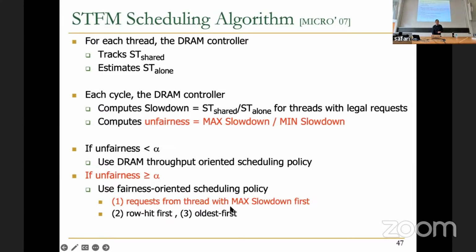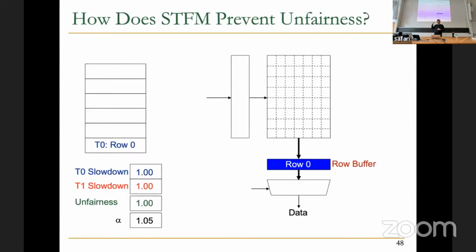If unfairness is intolerable, the memory controller switches to a simple fairness-oriented scheduling policy where it prioritizes the request from the thread that has the maximum slowdown first. Again, this is a prioritization policy. If there's a request from a thread that has a maximum slowdown, prioritize that. Otherwise, prioritize row hits. Otherwise, prioritize the oldest first.